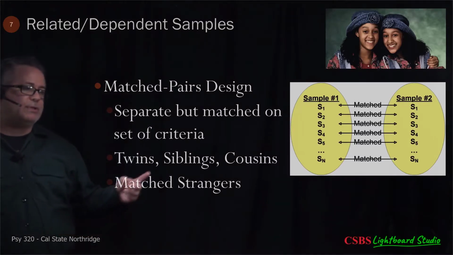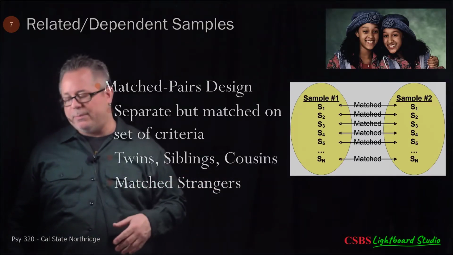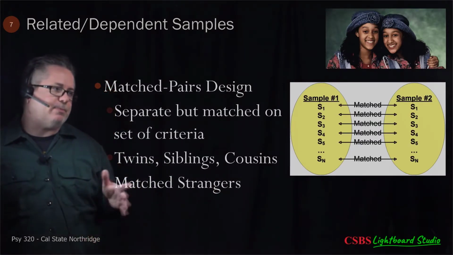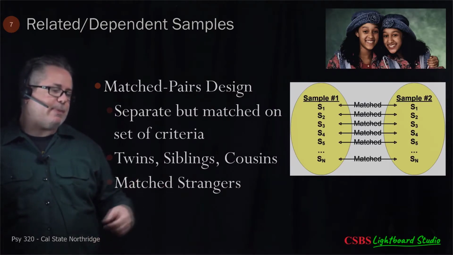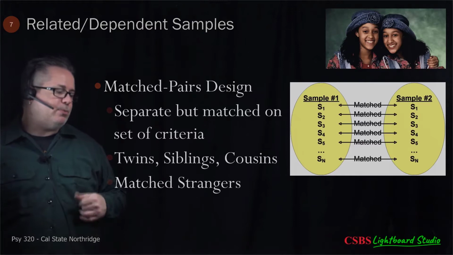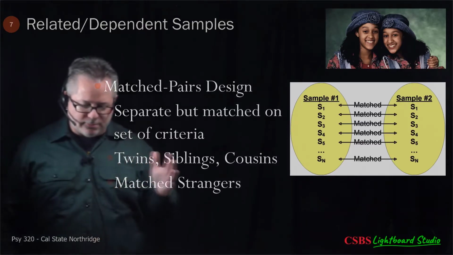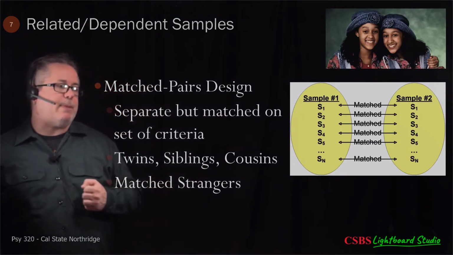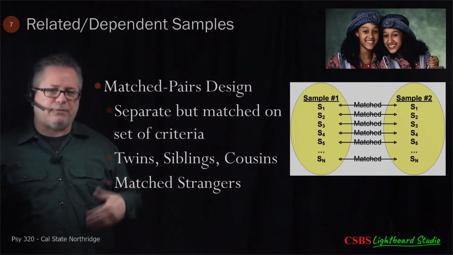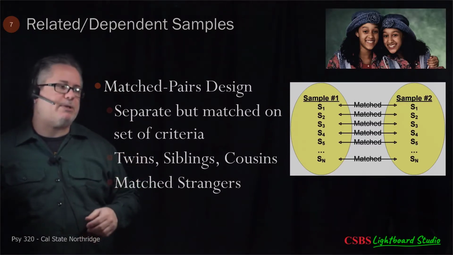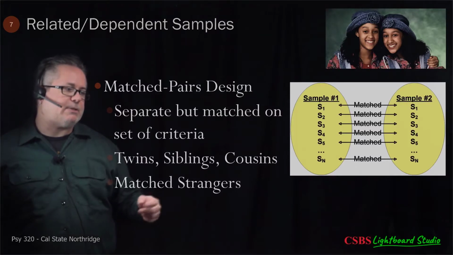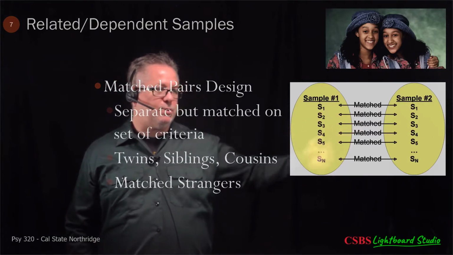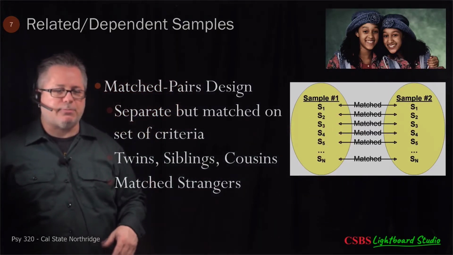Other versions of this use siblings, sometimes cousins. They're trying to find people who at least share some amount of common genetic material to make them as matched as possible. But we even do this with matched strangers. We'll take people who don't know each other at all. They share nothing, no genetic material, no common upbringing, none of that. But we just match them on a set of criteria. We find people that have the same IQ, same age, same whatever seems to be relevant in matching them. We find people matched on a number of criteria, assign one of those people to one sample and the other one to the other sample, and then we can treat them as a matched pair.